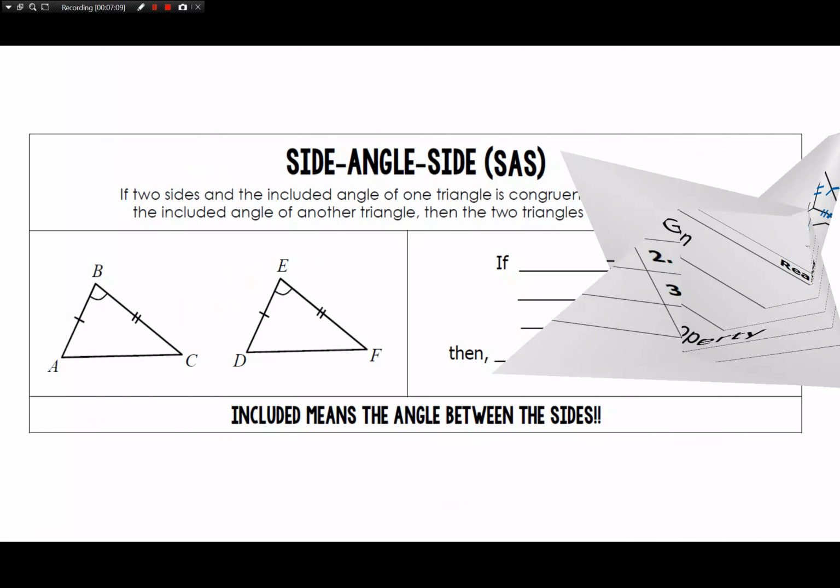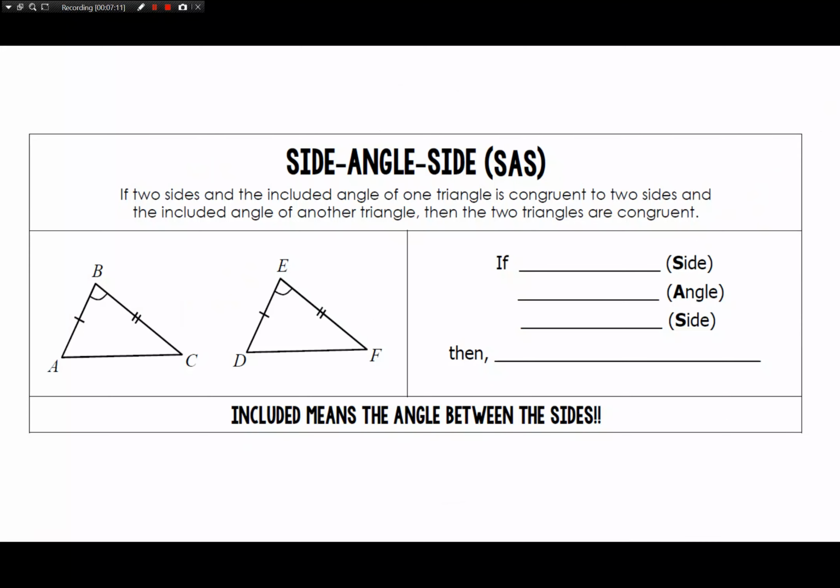Now, side, side, side is not the only way that we can prove triangles congruent. Another way is side, angle, side, or sometimes referred to as SAS. If two sides and the included angle of one triangle is congruent to two sides and the included angle of another triangle, then the two triangles are congruent. Another way to phrase this is if you have two sides congruent on one triangle with the angle between those two sides congruent to each other, then the triangles are congruent.